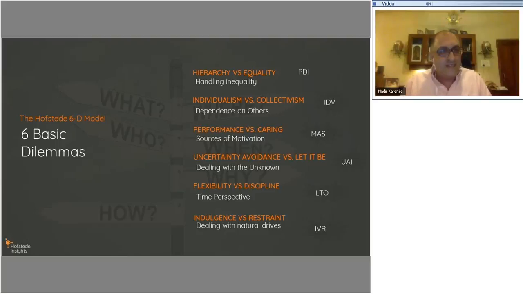So we're looking at all cultures, Hofstede's six-dimensional model, very quickly so that you have a conceptual framework. There are 6 dimensions or 6 cultural characteristics that every culture has. One is the relationship to hierarchy versus equality.